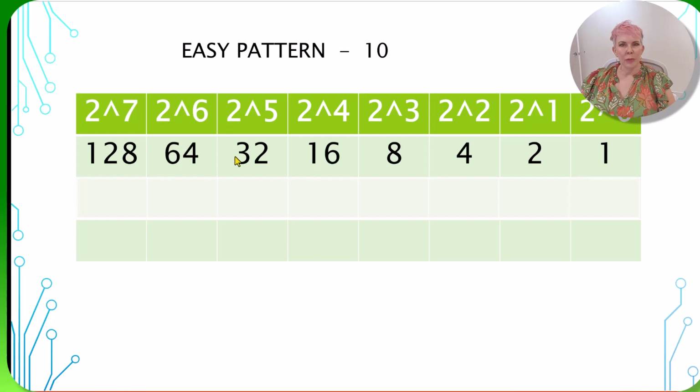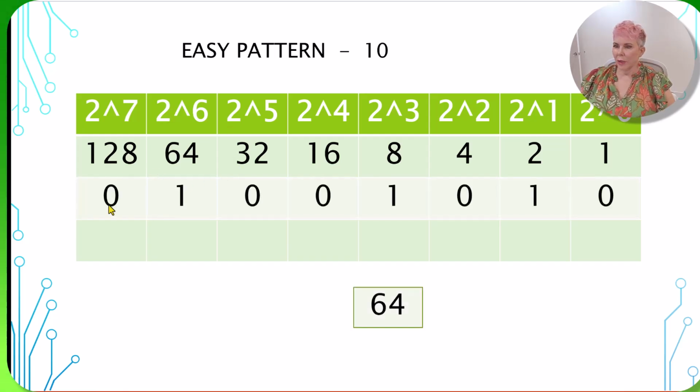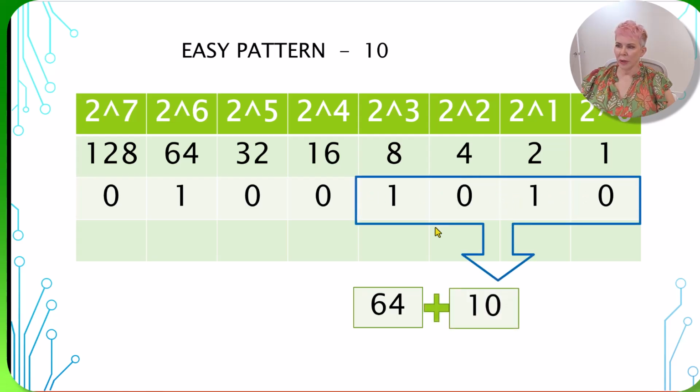Here's using easy pattern 10. I've got 0, 1, 0, 0, and then there's my easy pattern, 1, 0, 1, 0. So now I'm going to add 64 plus 10. 64 plus 10 is easy math, 74.